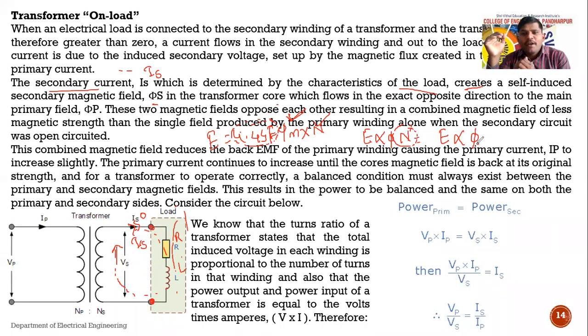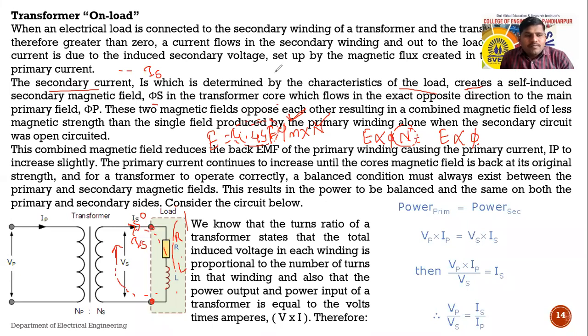Main flux will decrease. That means the resultant value of flux will be reduced. The resultant value of flux will be of less strength than that of the single field produced by the primary winding alone when the secondary circuit was open circuited.